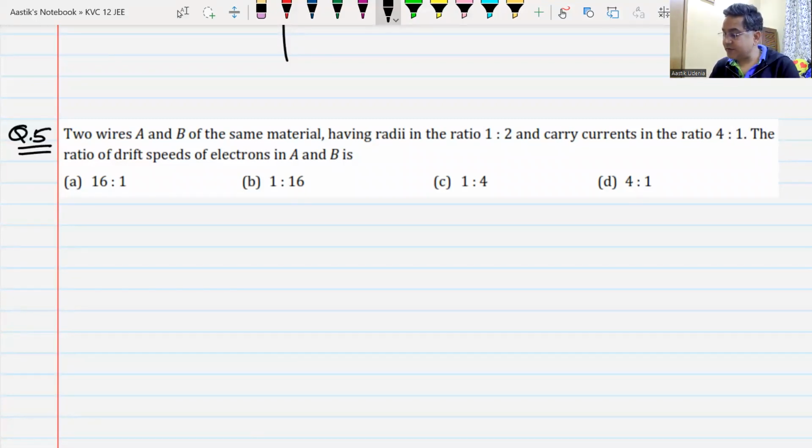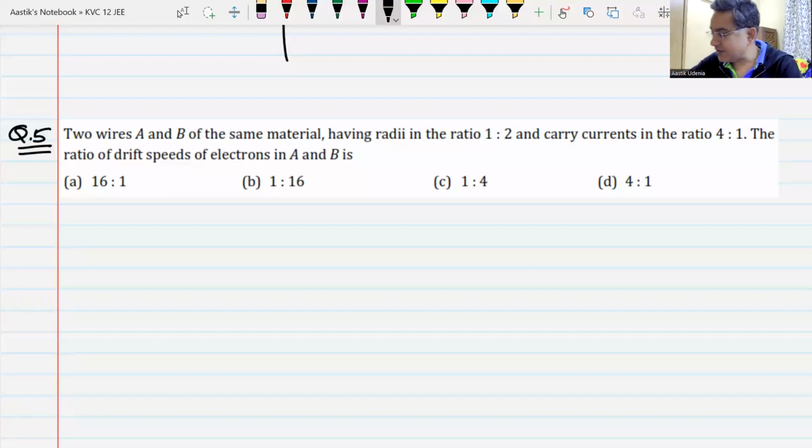Two wires A and B of the same material, having radii in the ratio 1 is to 2, carry current in the ratio 4 is to 1. What is the ratio of drift speeds? I'll give you 2 minutes to give me the answer. And option A is the correct option.